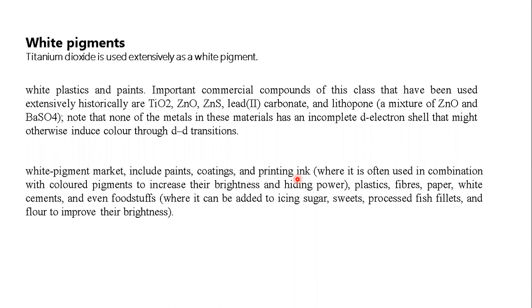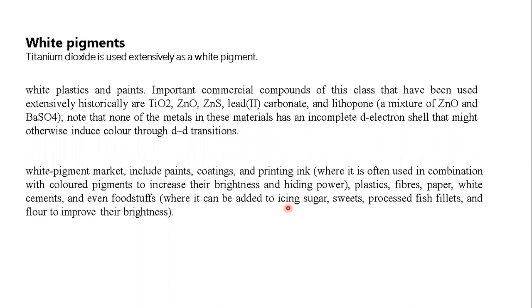If you are getting a deep blue color from some compound, you make it a little bit lighter using this white pigment, and it also becomes brighter using this titanium white pigment. It is also used in plastic and fibers, because the fibers of our clothes can also be colored. Paper, cement, white cement, and even foodstuffs, because titania is very unreactive. Okay, so if you are using it in small proportion, it will not harm your body.